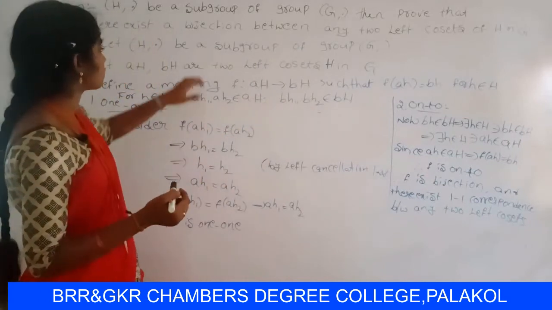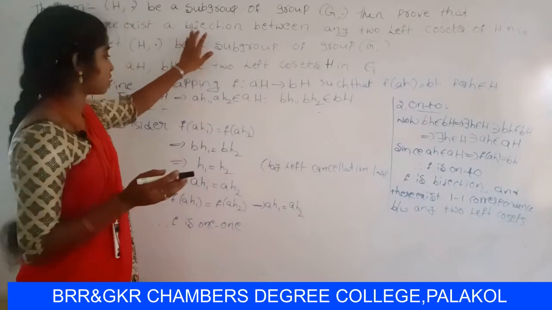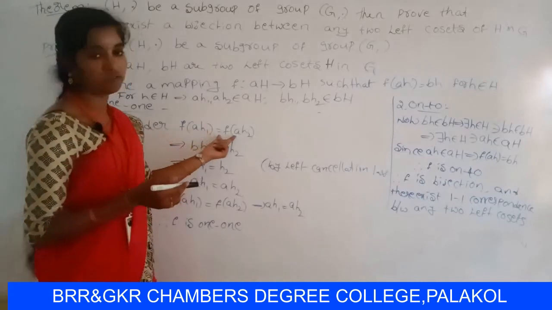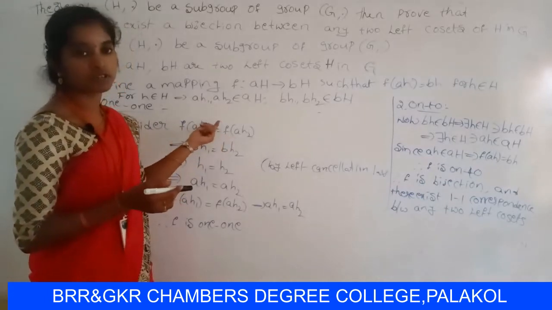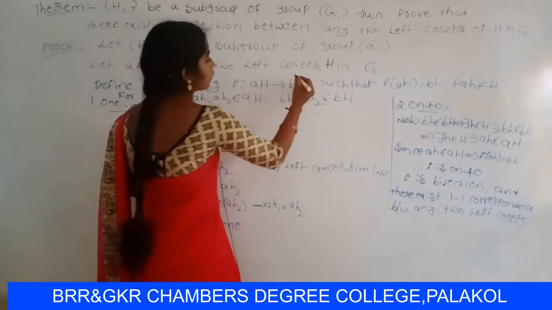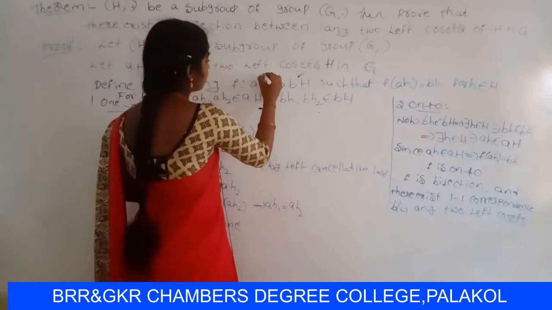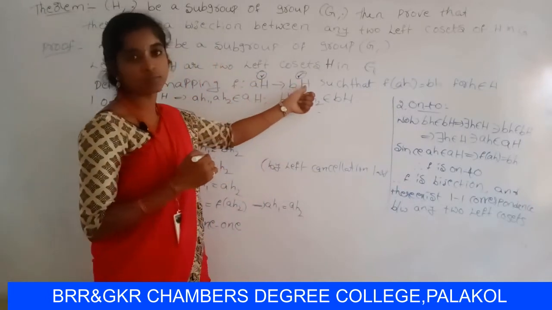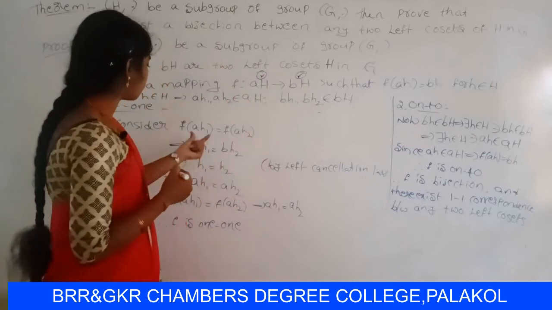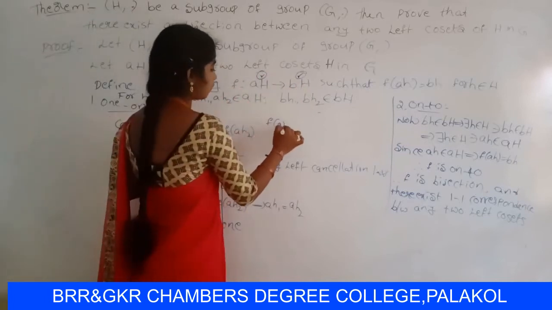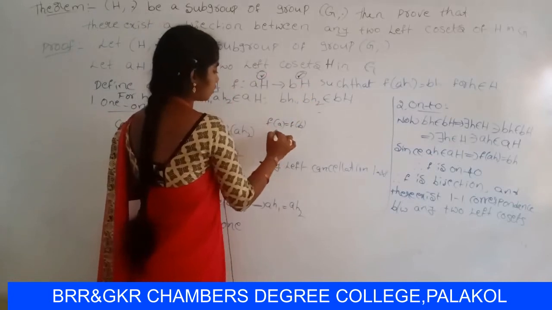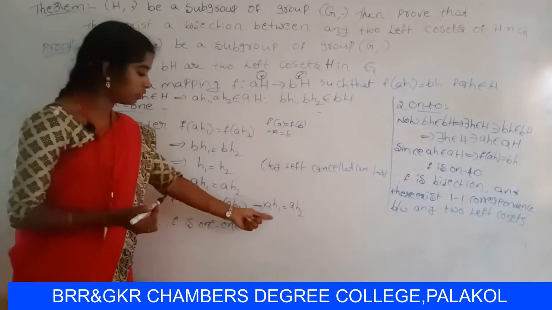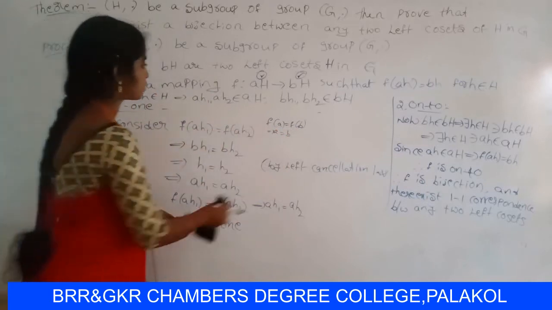So bijection means both one-one and onto are satisfied. For one-one, consider f of ah1 equal to f of ah2. Already you know the one-one definition: different elements in A have different images in B. So in general, f of a equal to f of b means a equals b. So finally we have to prove ah1 equals ah2. So this is the one-one.